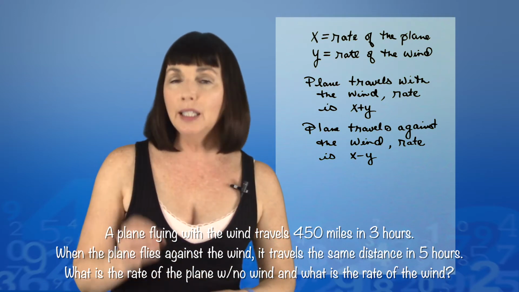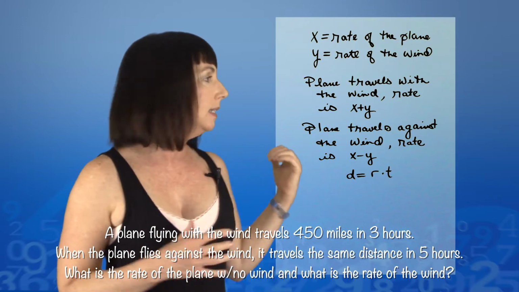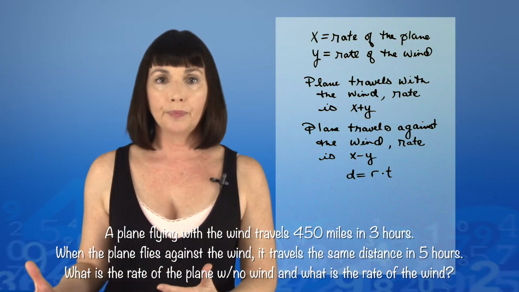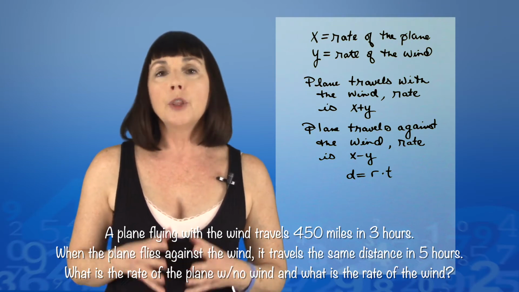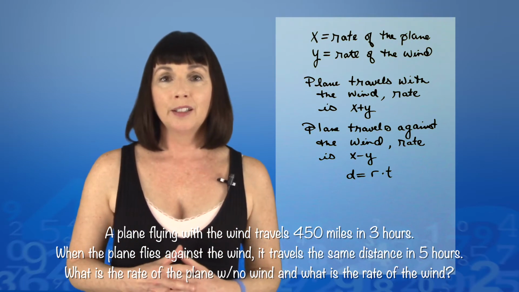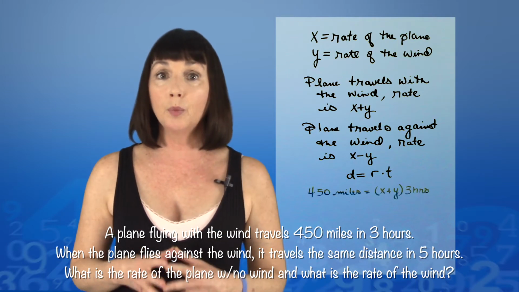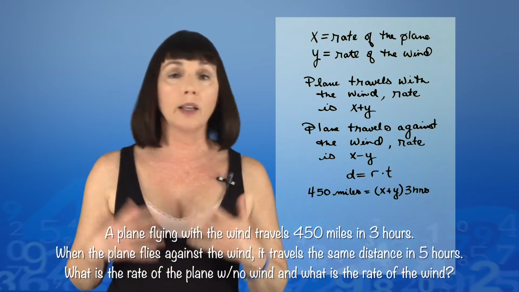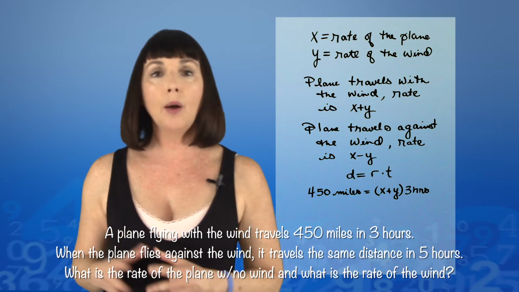Okay, now we need to use the fact here that distance equals rate times time. D equals r times t. Now let's plug in the information from the problem. The plane flying with the wind travels 450 miles in 3 hours. So plugging in, we get 450 miles equals quantity x plus y times 3 hours.